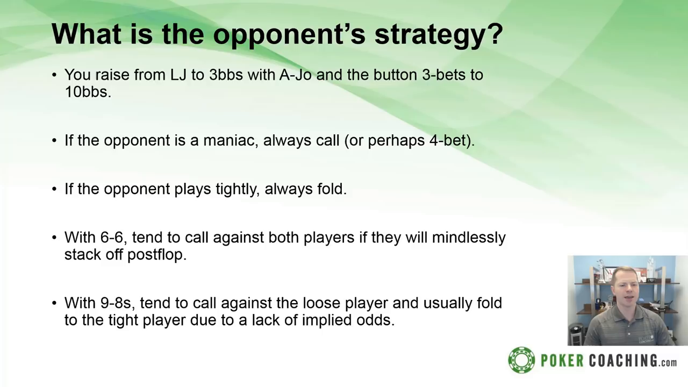With hands like 9-8 suited, you should tend to call against the loose player, because if you make a pair or a flush draw or a straight draw, you're pretty happy. But if we're 100 big blinds deep, you should fold against the tight players due to a lack of implied odds. You always want to keep your implied odds in mind.